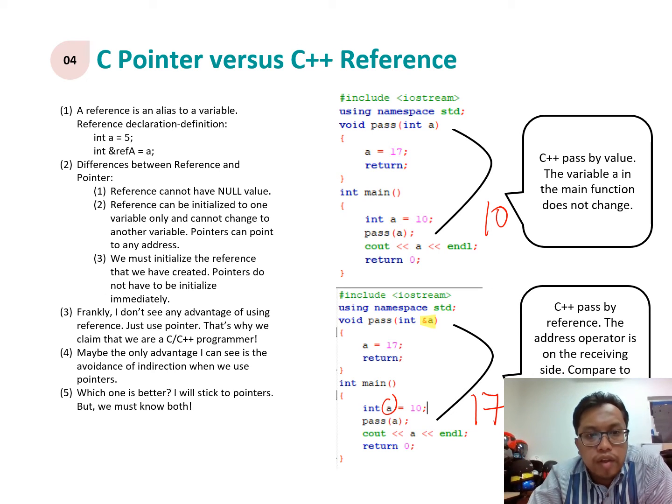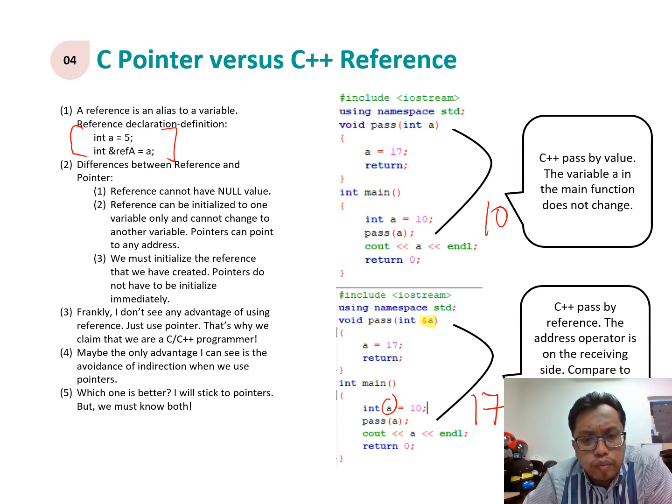The reference contains the address of the value. You can use this method to initialize a reference. Now you may ask what's the difference, why use pointers and why use the reference? There are some limitations to references. The reference cannot have a null value, and it can only be initialized to one variable, while pointers can point to any address. We must initialize the reference that we have created, and pointers do not have to be initialized immediately.